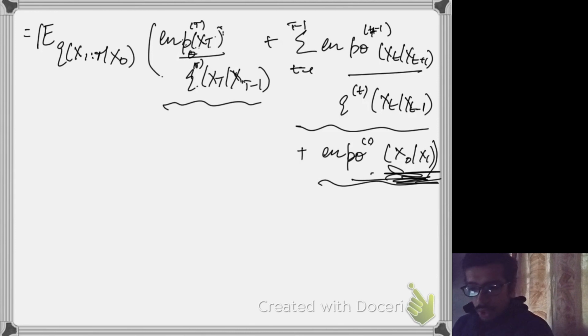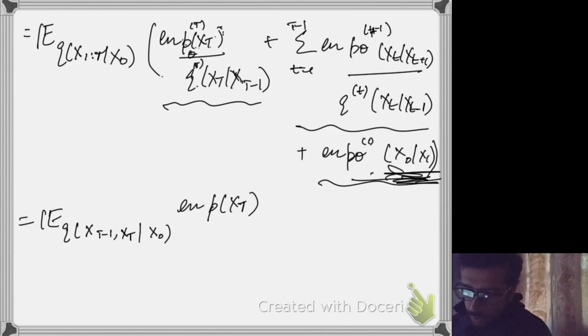Okay, so now once I have expressed it in this form, what I can do is write it as the expectation over q of x_{T-1}, x_T given x_0, of the log probability of x_T over q_T of x_T given x_{T-1}.